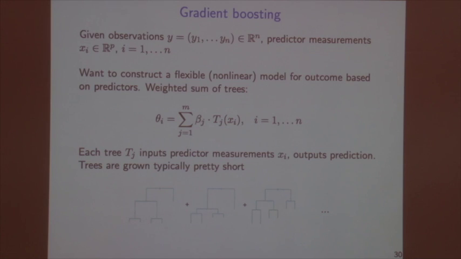Okay, so that's for one tree. Now, if I have more than one tree, for the same predictor, for the same vector x, I can get more than one predicted value of y. And what I want to do here is to take an average of those, where the average is determined by these coefficients beta j. So is the problem clear? Okay.